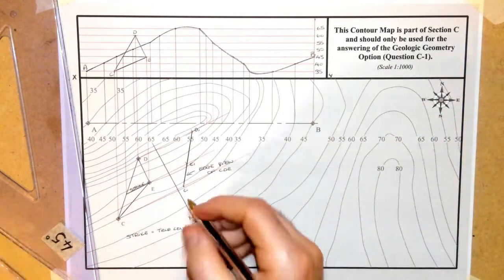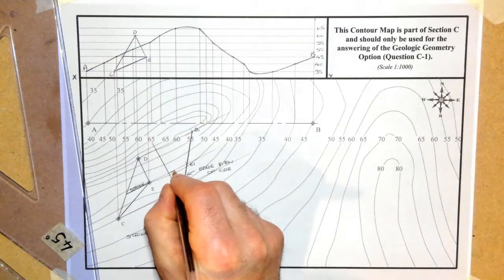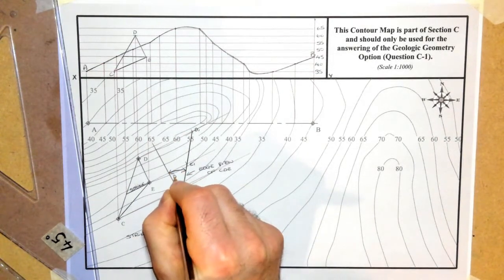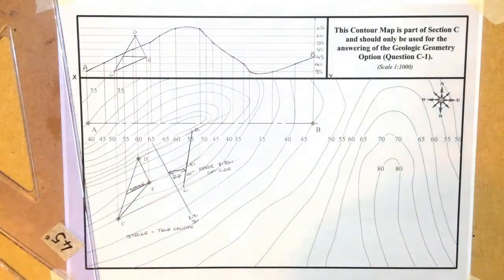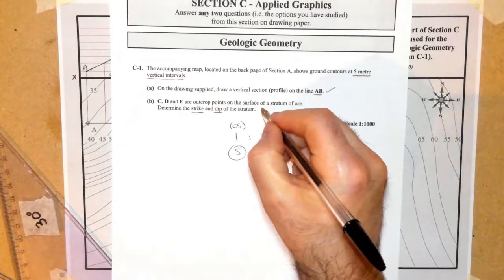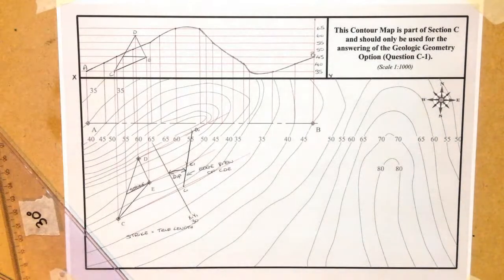But what's important here is, and we have the answer, the angle inside in here, that angle in there is our dip, and you could measure it with a protractor there. So there we have it. We have now found the dip and strike of the stratum. So I hope you found that helpful, guys. That was 2014 ordinary level geologic geometry question.